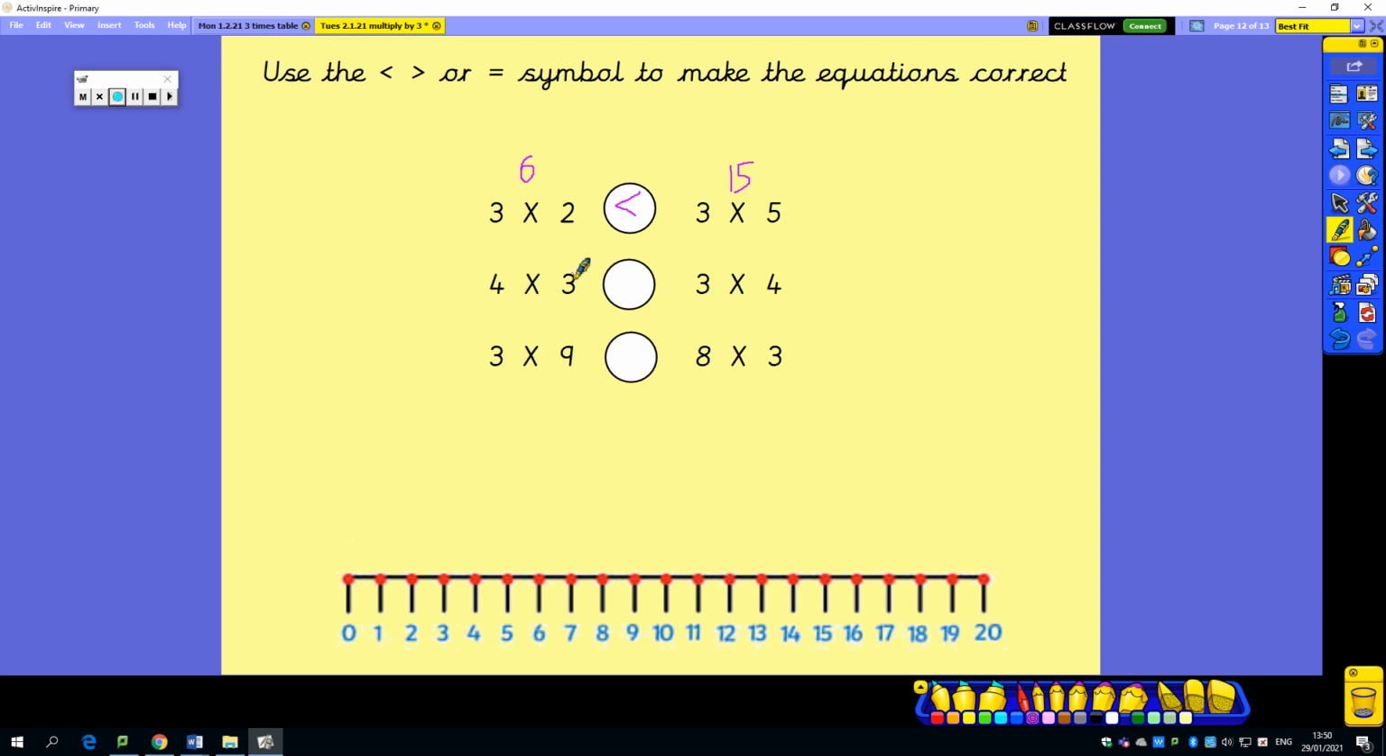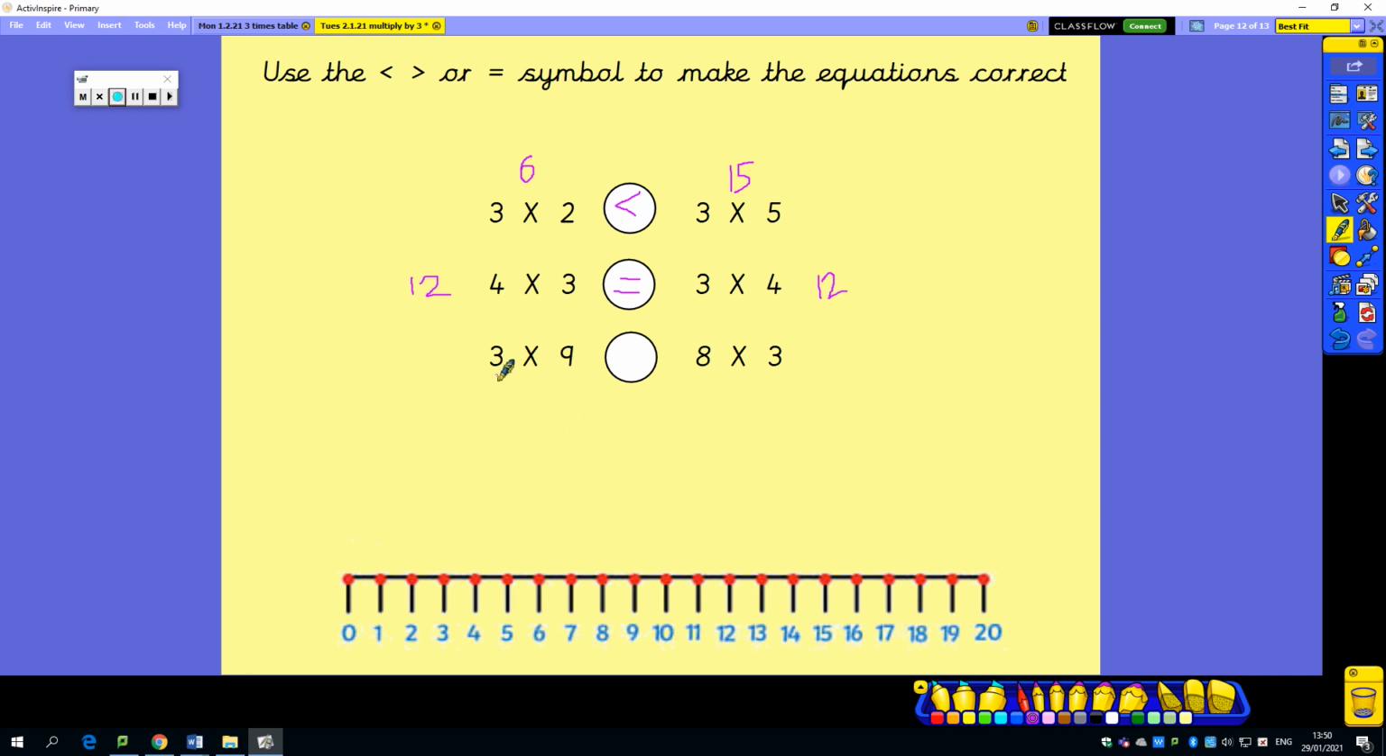Okay, so I can see 4 times 3. I need to count in my 4's. 4, 8, 12. I counted in my 4's 3 times and I got to 12. And on this side, 3 times 4. I need to count in my 3's 4 times. 3, 6, 9, 12. That's an example of how multiplication is commutative because they equal the same.